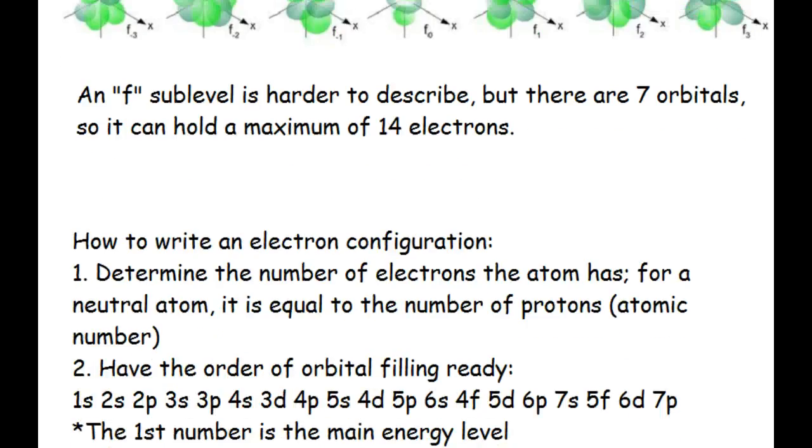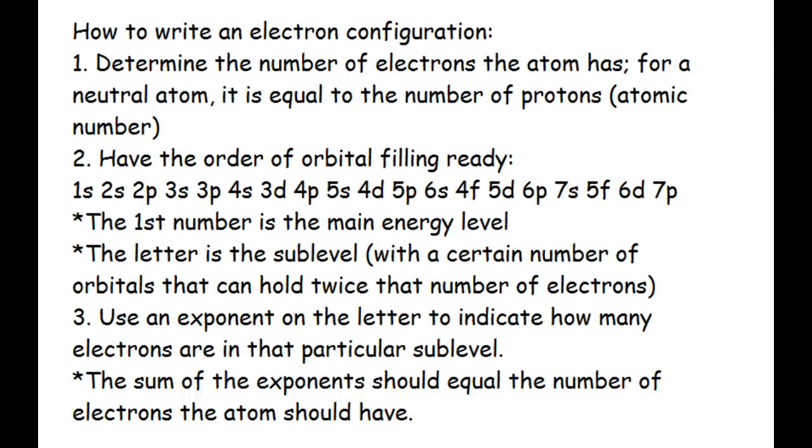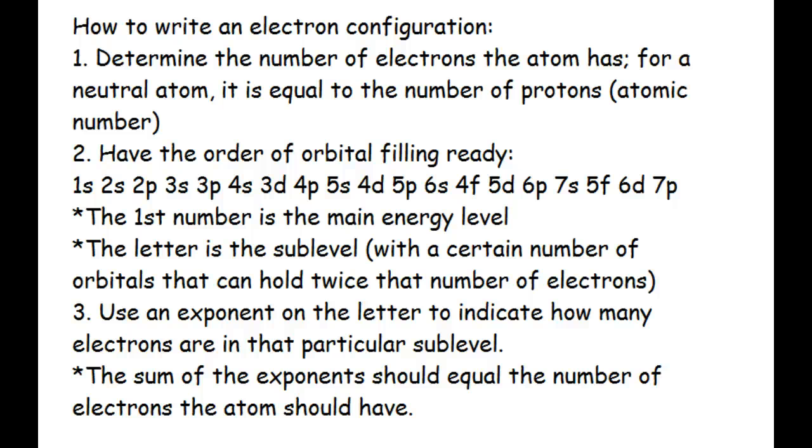So, how do we actually write an electron configuration? Well, the first thing you need to know is how many electrons you need. Get that from the periodic table. Your atomic number tells you the number of protons, and as long as your atom is neutral, not an ion, it's equal to the number of electrons.